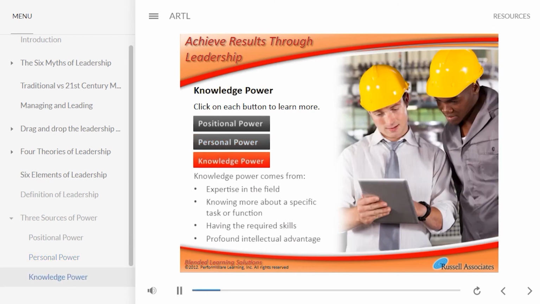Knowledge power comes from several sources. Being an expert in the field, knowing a task or function better than others, understanding the skills required for a specific task or job, or a profound intellectual advantage over others.